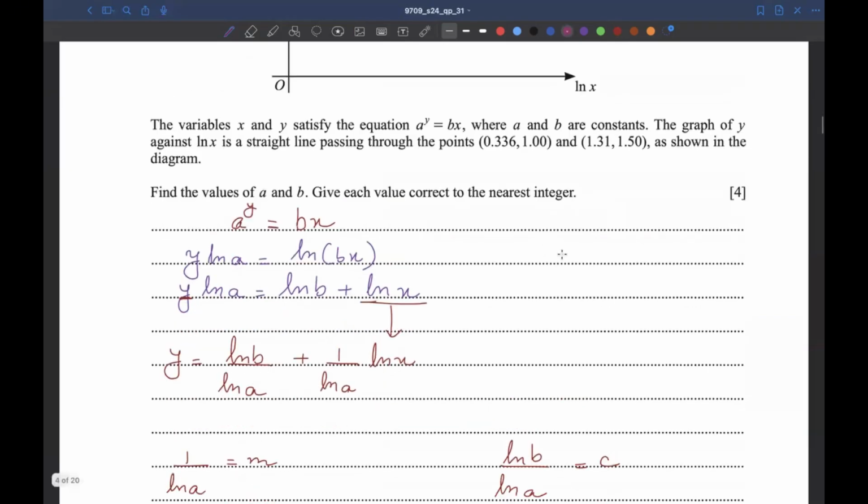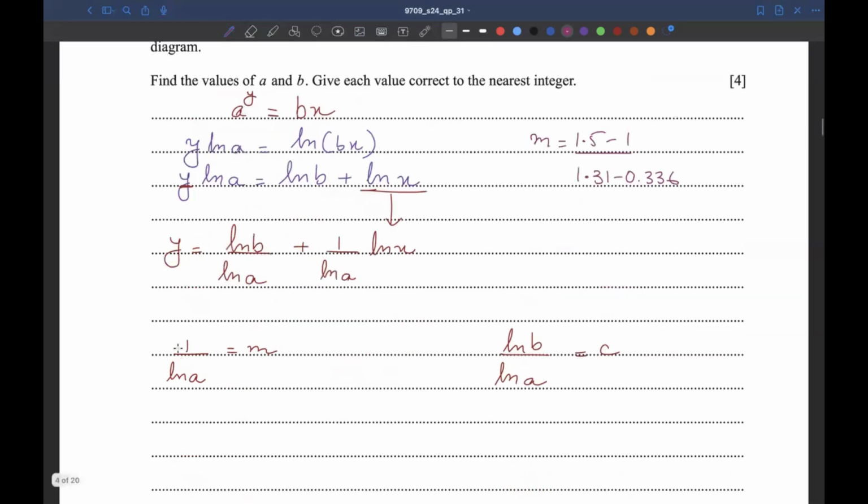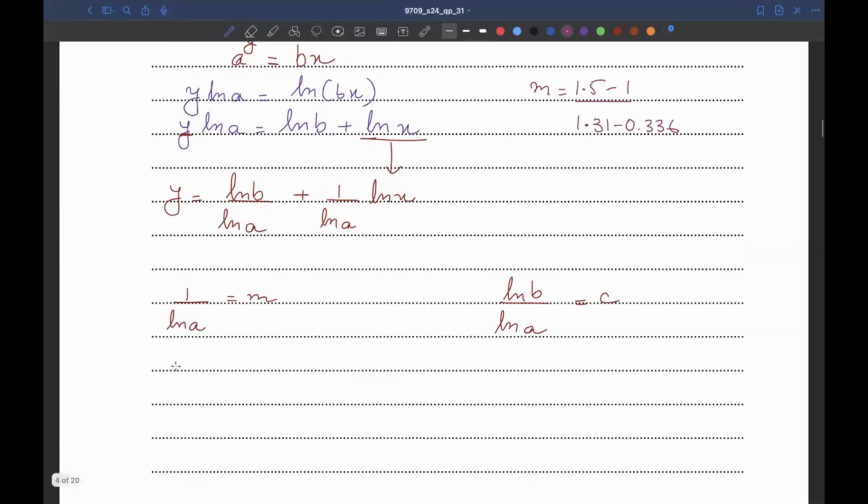So the gradient will be y2 minus y1. So we'll get 1.5 minus 1 divided by 1.31 minus 0.336. Substituting this in the calculator, we'll get 0.5 divided by 1.31 minus 0.336. That is equal to 0.51334. So 1 upon ln A is equal to 0.51334.